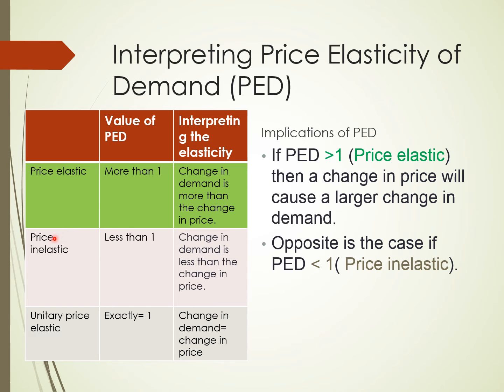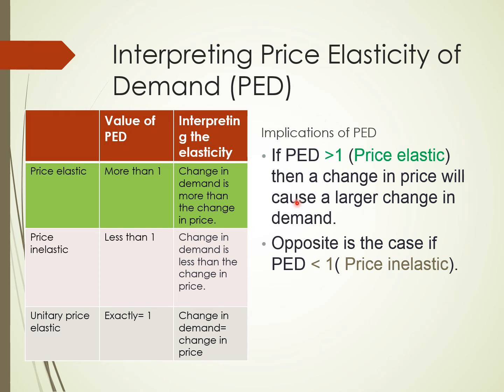Secondly, price inelastic, it is when we get less than 1. You would recall that in our calculation we got 0.6. So that makes that particular product inelastic. So the interpretation is that the change in demand is less than the change in price. Thirdly, we've got the unitary price. When we get exactly 1, it simply means the change in demand is exactly equal to the change in price.